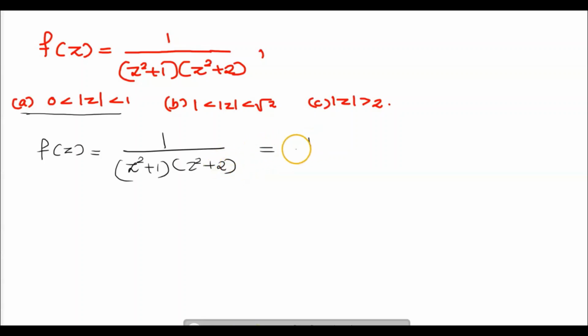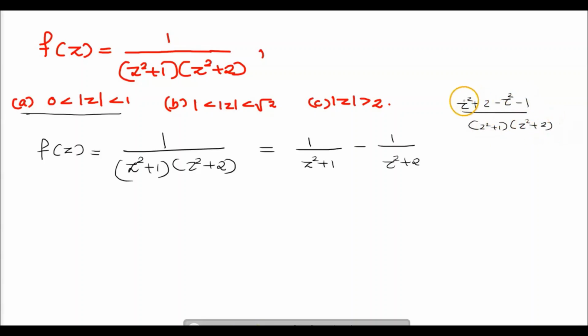We can write it as 1 by z square plus 1 minus 1 by z square plus 2. If we cross multiply this, we get z square plus 2 minus (z square plus 1), that is minus z square minus 1, divided by (z square plus 1)(z square plus 2). This is z square minus z square, 2 minus 1 is 1. So we can write it as 1 by z square plus 1 minus 1 by z square plus 2. So f of z is this.